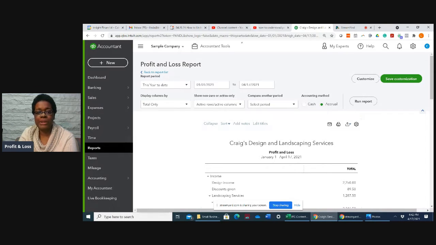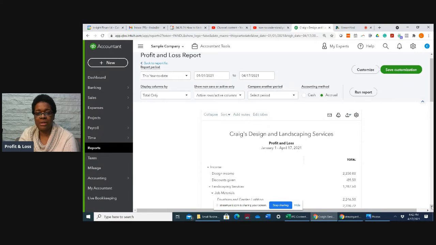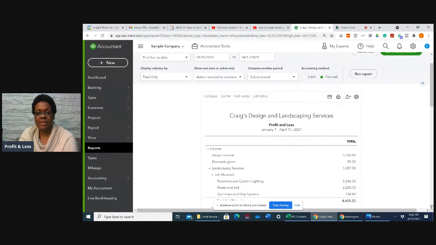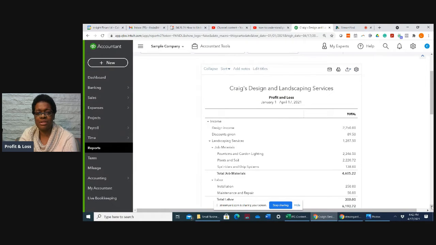So I am in QuickBooks. This is a sample company, and this is a profit and loss statement. This is similar to any other type of accounting software. So when you run a profit and loss statement in your accounting software, it usually comes up like this, just everything that's in total. It may just be for 1 month or maybe for the whole year.